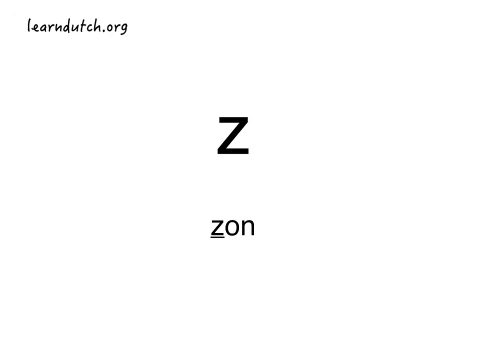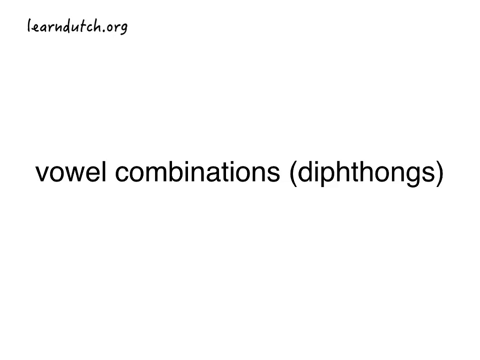That was the alphabet, but in terms of pronunciation, the real difficult stuff starts only now. Let's deal with the vowel combinations, in other words, diphthongs. A plus I together makes the sound I, like in weinig, which means few.